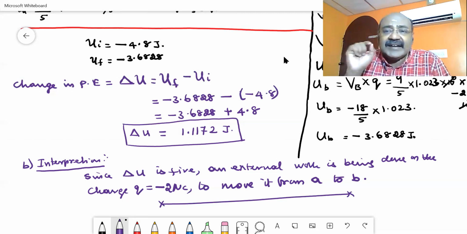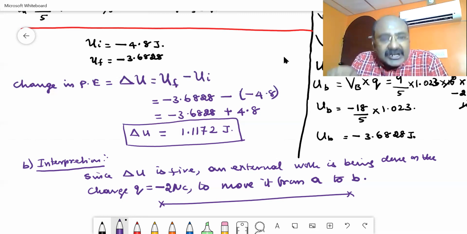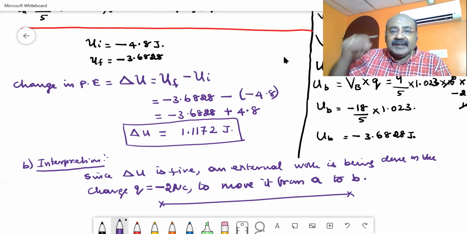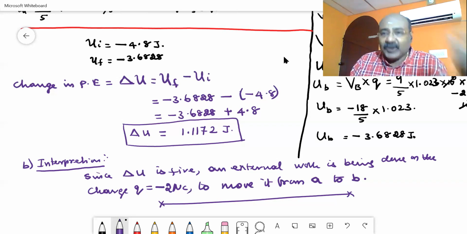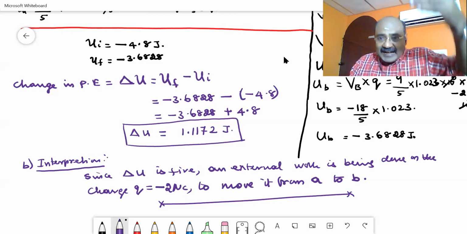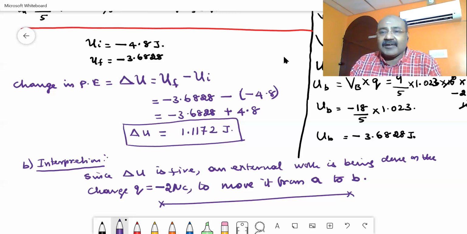So since delta U, the change in potential energy, is positive, an external work is being done on the charge minus 2 microcoulomb in order to move it from point A to point B. Hope you are clear with this problem. While writing, first write it as I have proceeded on this board. Copy it out, and then redo it in your notebook without seeing it. It will make you thorough.